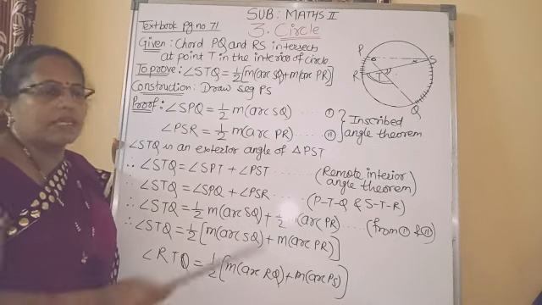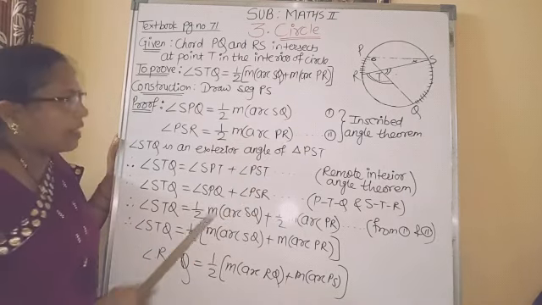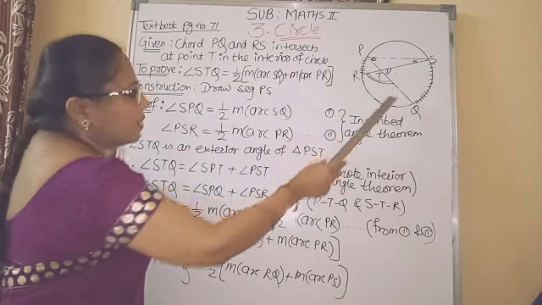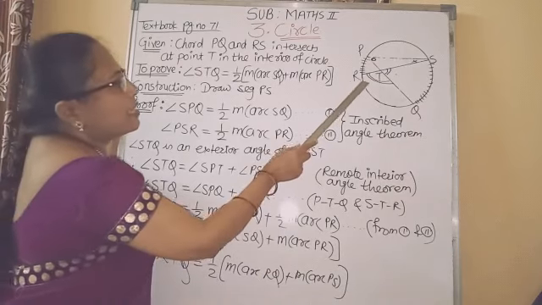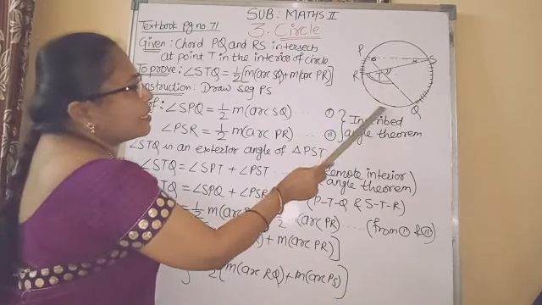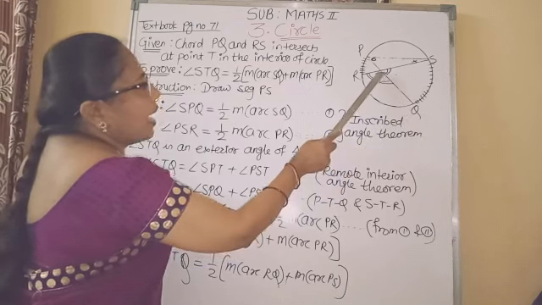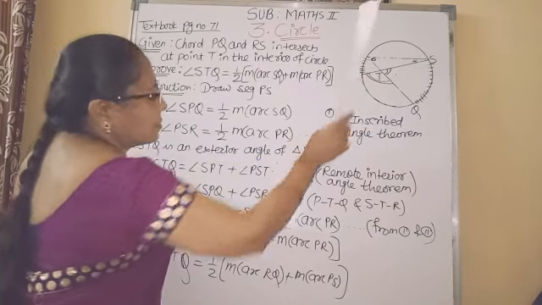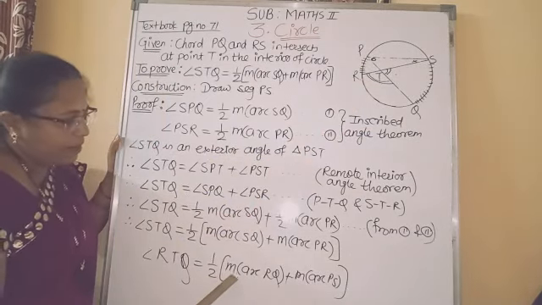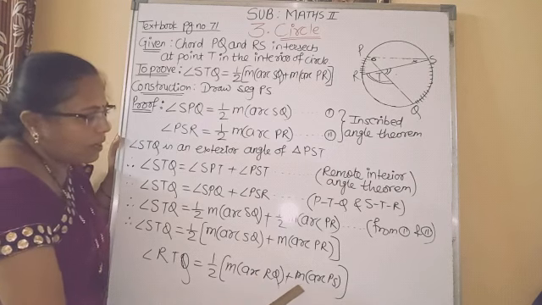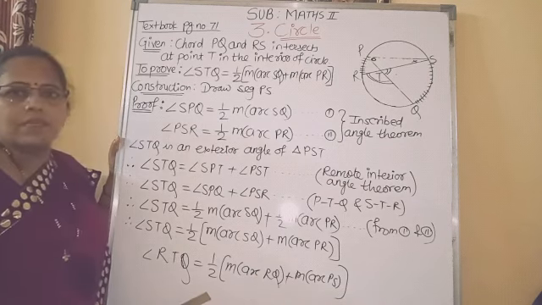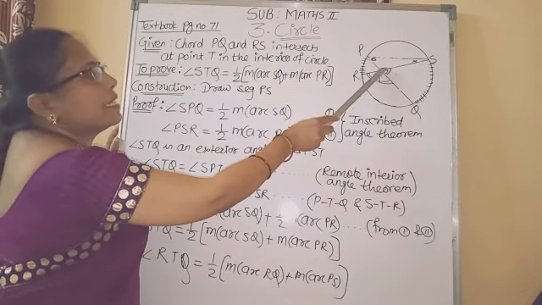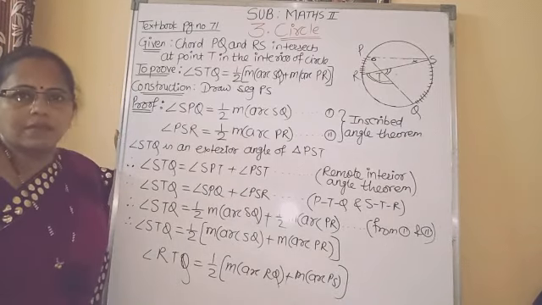Okay. Using the same formula, we can find angle RTQ. Angle RTQ is equal to half into bracket, arc intercepted by this angle is RQ and arc intercepted by its vertically opposite angle is RPS. So half into bracket measure of arc RQ plus measure of arc RPS. This way we can find the measure of angle if its vertex is in the interior of the circle.